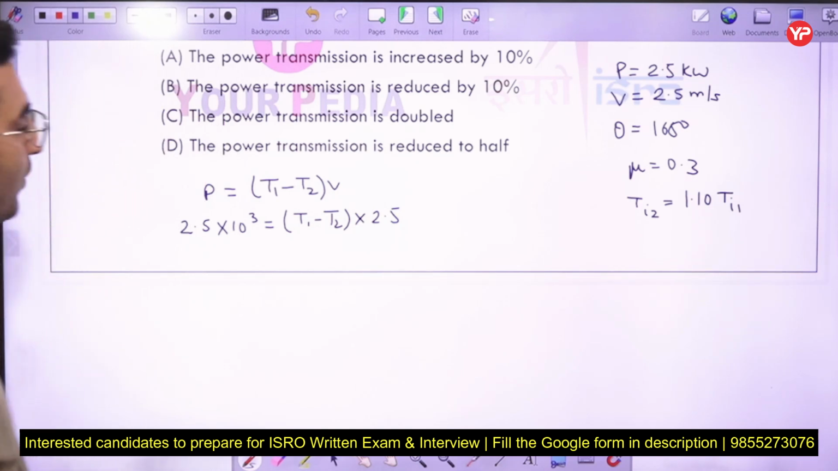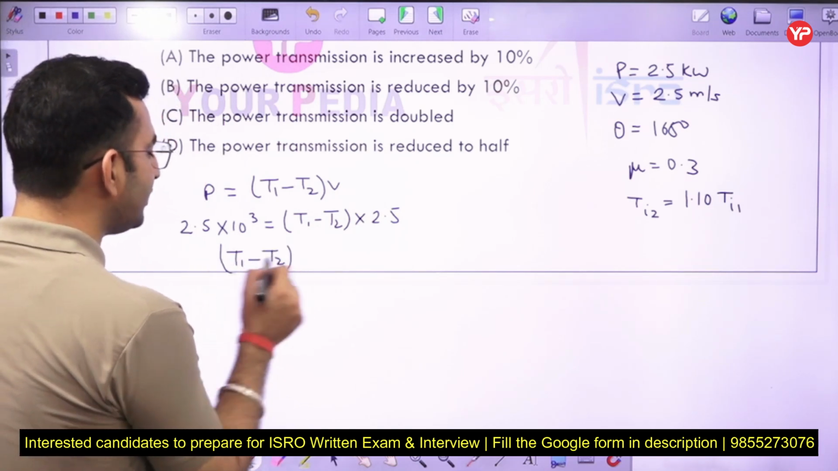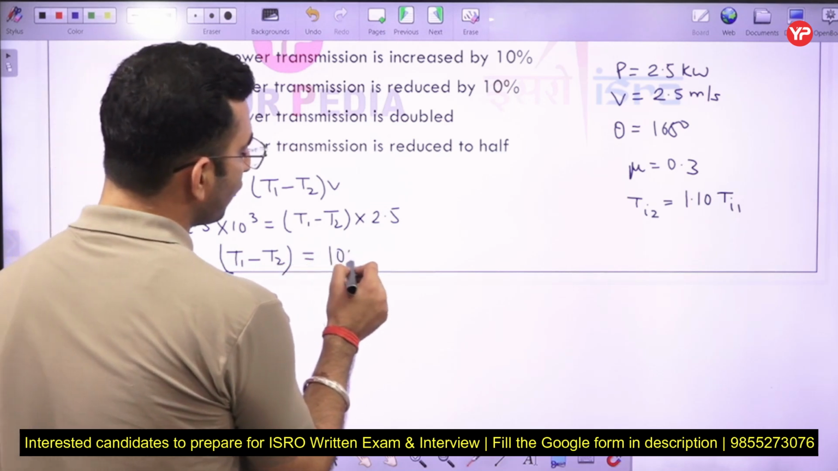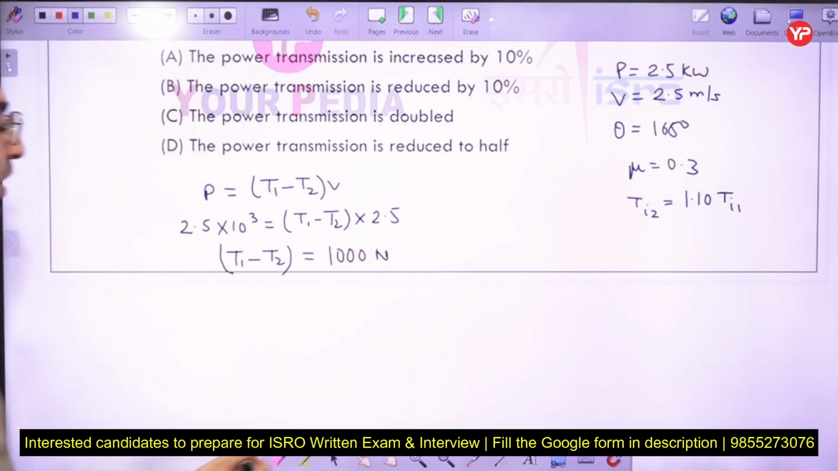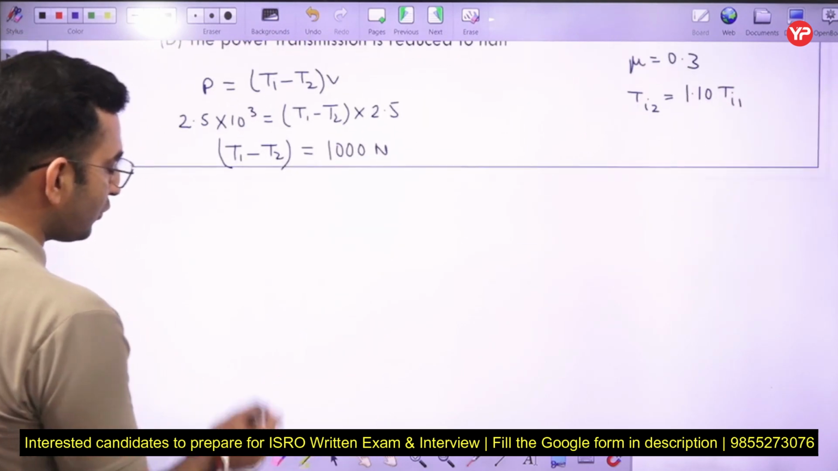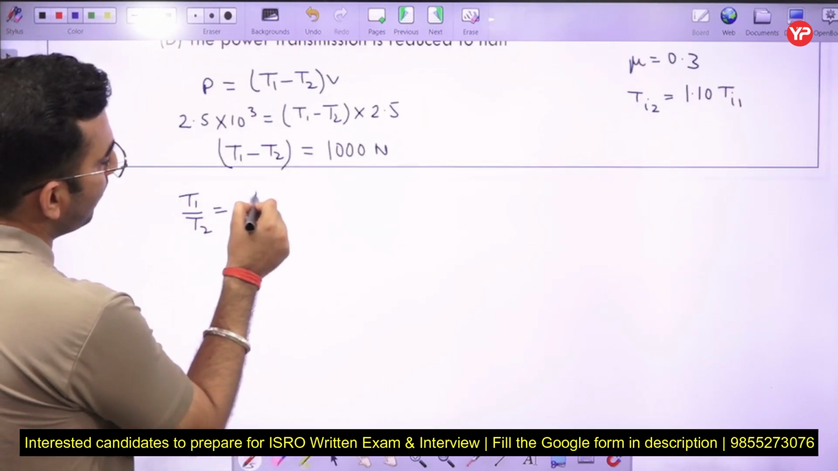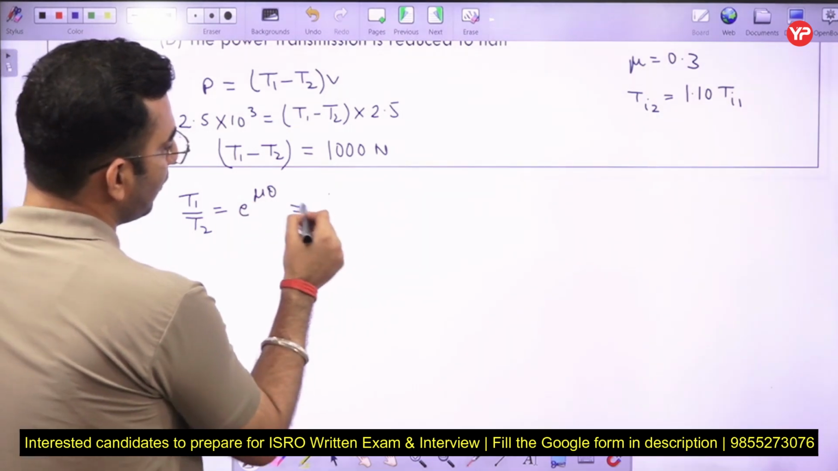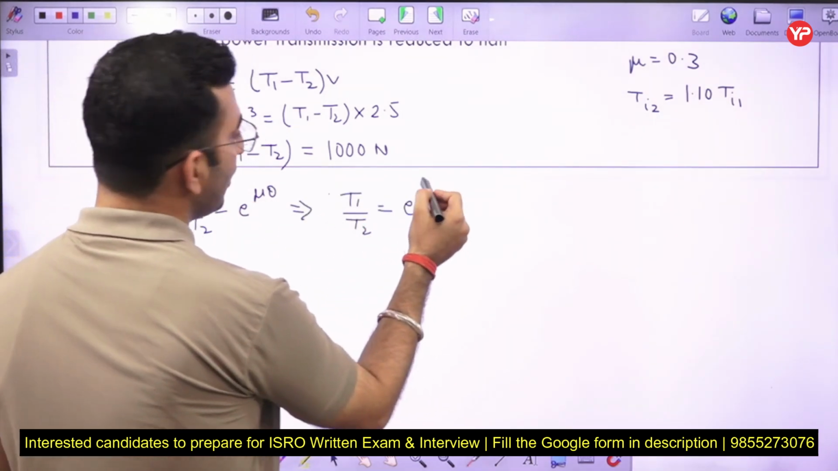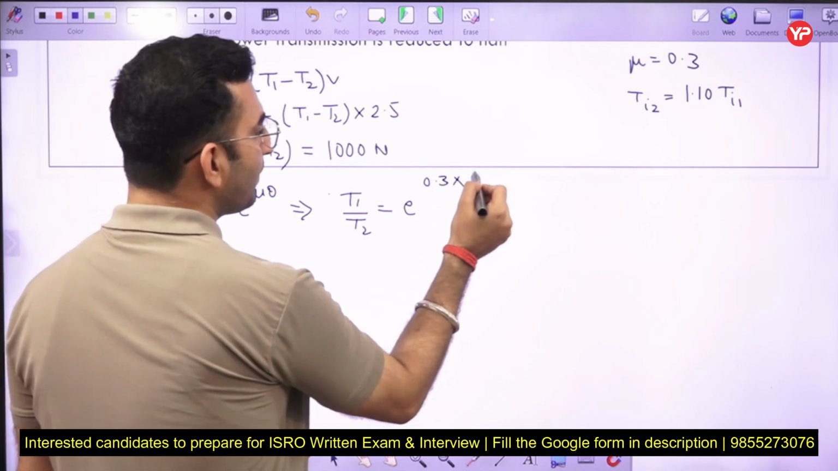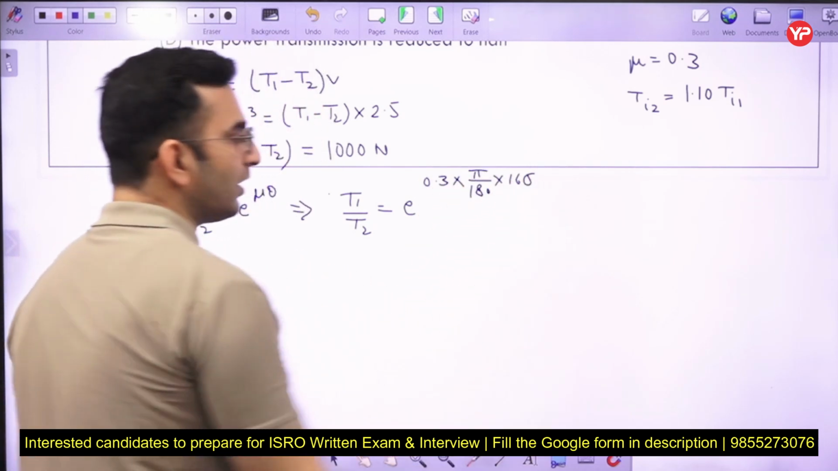Okay, so from here you are going to find the relationship between the tight side tension and the slack side tension, which will come out to be 1000 Newton here. And correspondingly we know that the ratio of these two tensions, that is T1 by T2, is equal to e^(mu theta). So I can write T1 by T2 is equal to e^(0.3 multiplied by pi/180 multiplied by 165 degree).